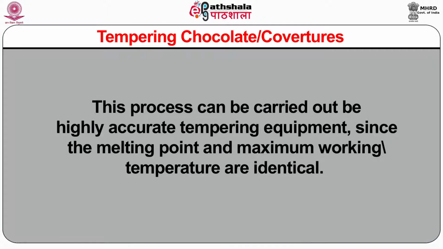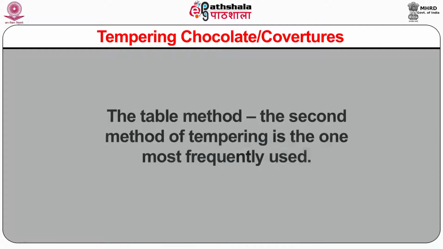The first method is extremely precise and is not suitable for working with small quantities. The couverture is cut into small pieces and heated to exactly 91.4 degrees Fahrenheit, which is the melting point of cocoa butter. It is then simply stirred, ready for instant use. This process can be carried out by highly accurate tempering equipment since the melting point and maximum working temperature are identical.